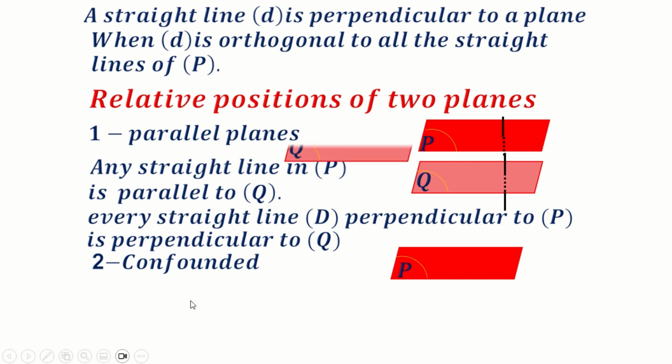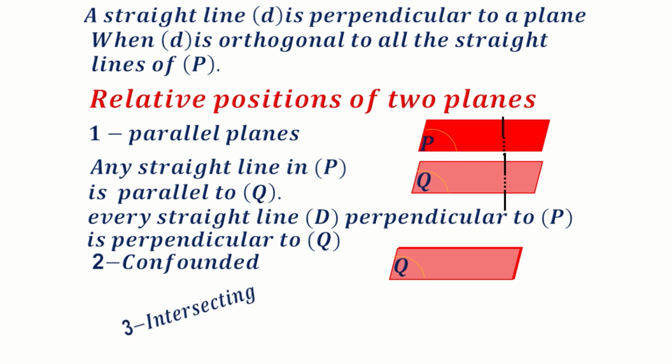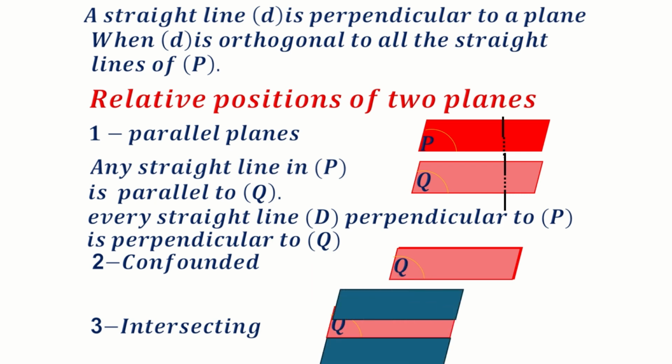Confounded planes. All the points of P are in Q and all the points of Q are in P. They are the same plane. Intersecting, we have here a plane in blue color and a plane maybe in red. These two planes intersect along what? Along a straight line D.